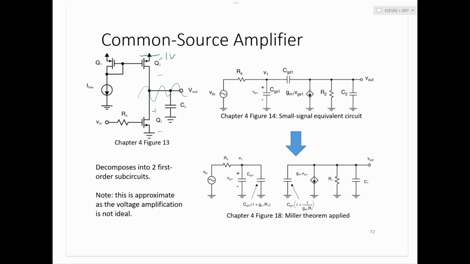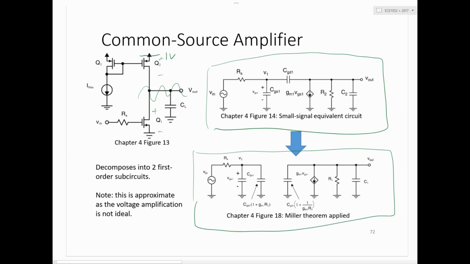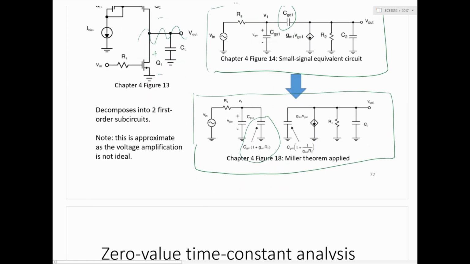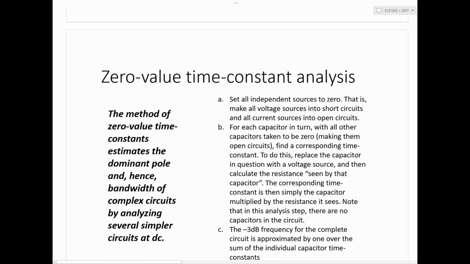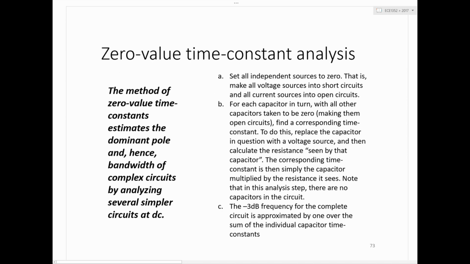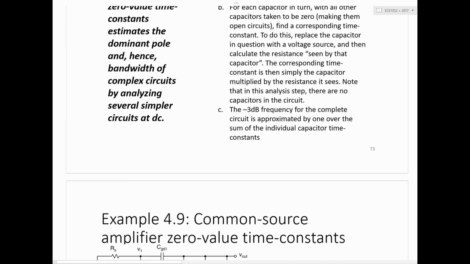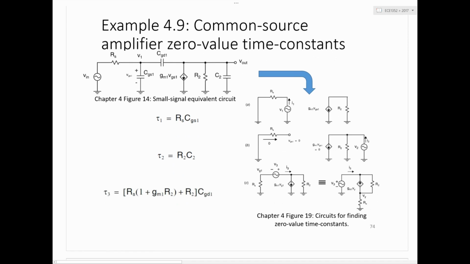So here you just see some basic small signal equivalent representation, and then here the Miller theorem is applied to split this CGD capacitance into an equivalent capacitance at the input, most importantly. So, the method of zero value time constants is reviewed here, but I'll skip over that and just highlight what it means for the common source amplifier.